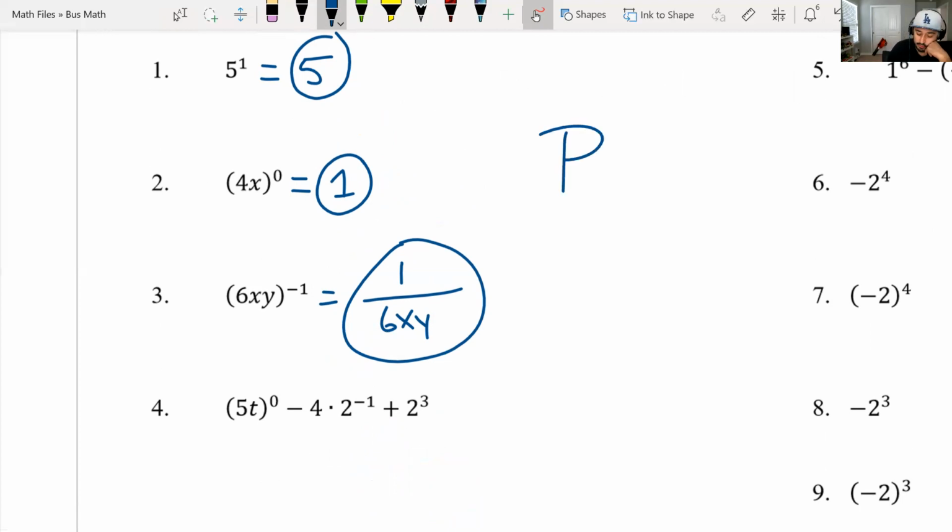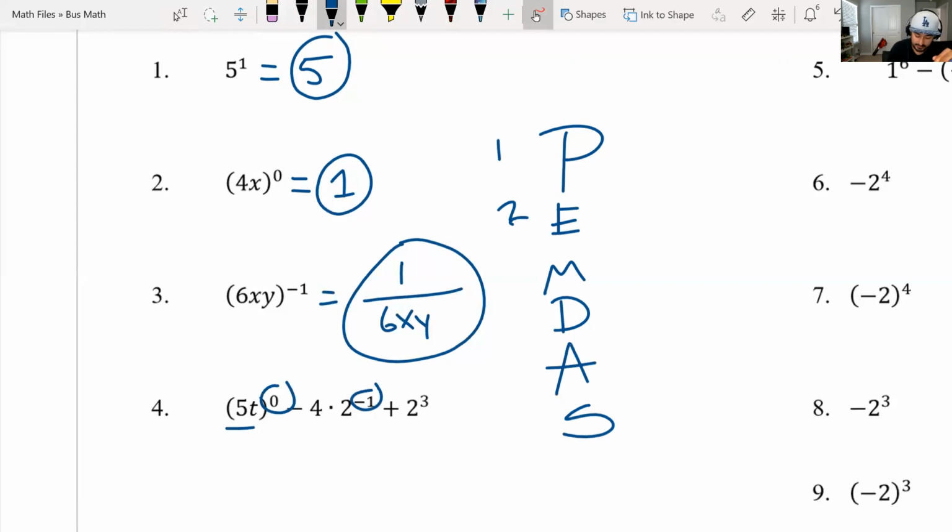So we remember PEMDAS, right? We have parentheses first and then exponent second. So let's look at these parentheses and these exponents first. That's where we're going to move first, all right? So let's do it. For the very first one, 5 times t to the zeroth, well, anything to the zeroth power is 1. So this becomes 1 minus 4 times 2 to the negative 1.